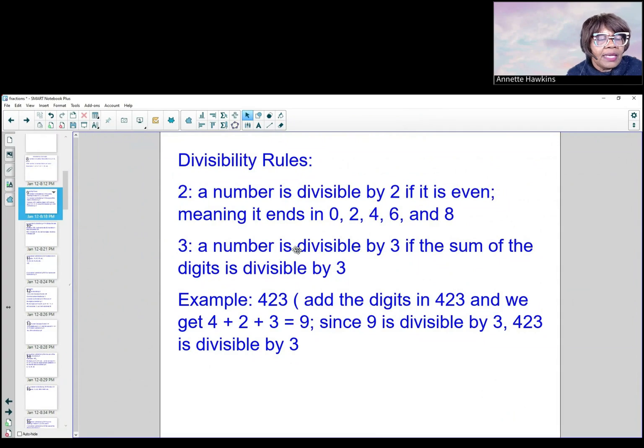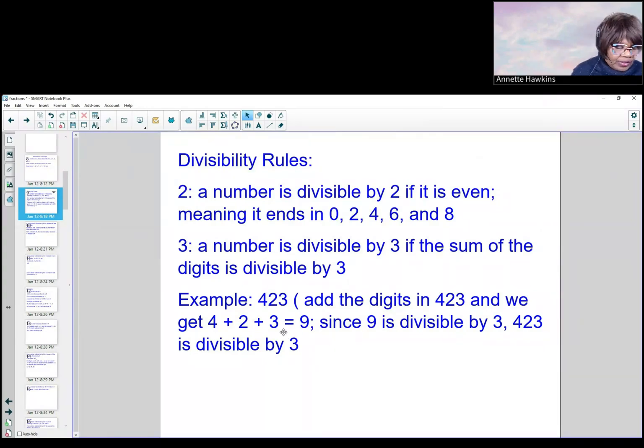3, a number is divisible by 3 if the sum of the digits is divisible by 3. So here's an example. The question is, is 423 divisible by 3? To determine that, I take the digits in 423, which are 4, 2, and 3, and I add them together. When I add them together, I get 9. Since 9 is divisible by 3, 423 is divisible by 3.